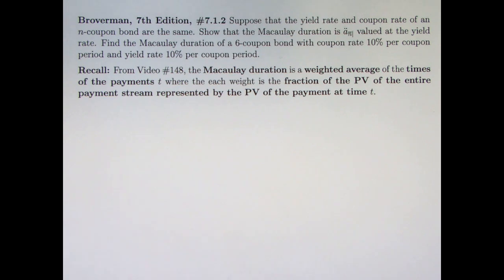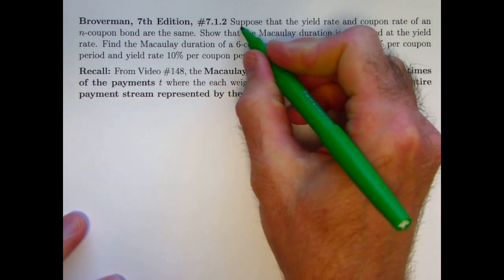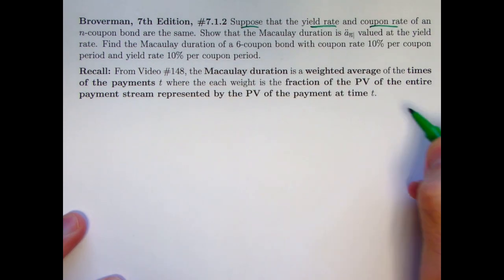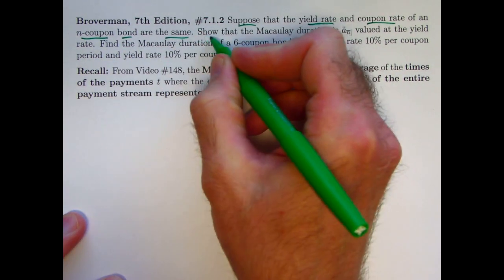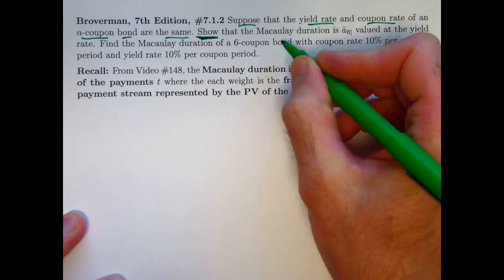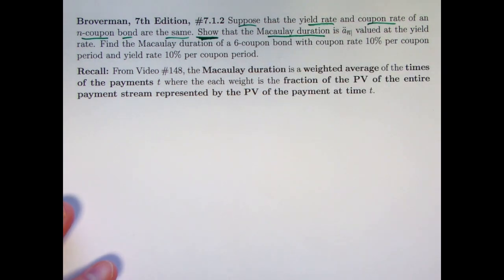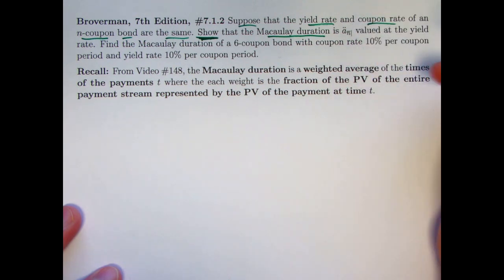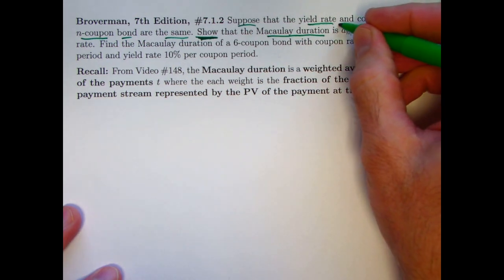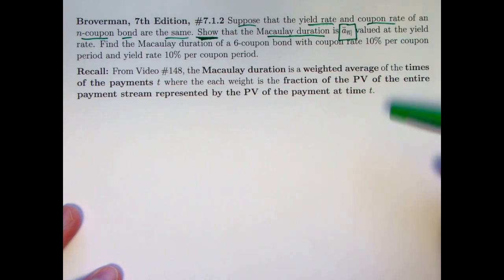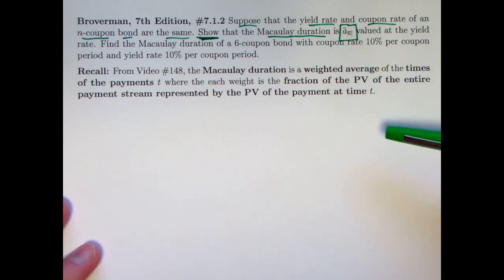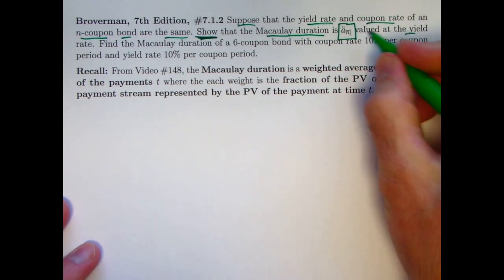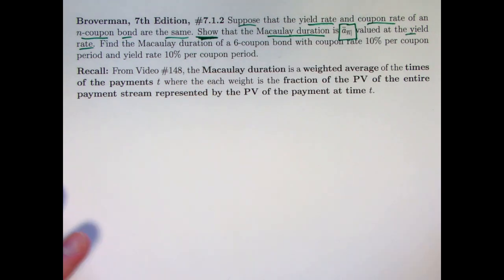So this first paragraph here you see is the problem statement. The second paragraph is something extra that I added. Suppose that the yield rate and coupon rate of an N coupon bond happen to be the same. In that situation, we're going to do two things. First, show that this Macaulay duration idea, this weighted average of times of payments, is equal, numerically speaking at least, to the value of this symbol. What is that? That's the present value of an annuity due with payments of 1, N payments of 1, valued at the yield rate. I could put a little j here, say, for the yield rate. You could also call it i.